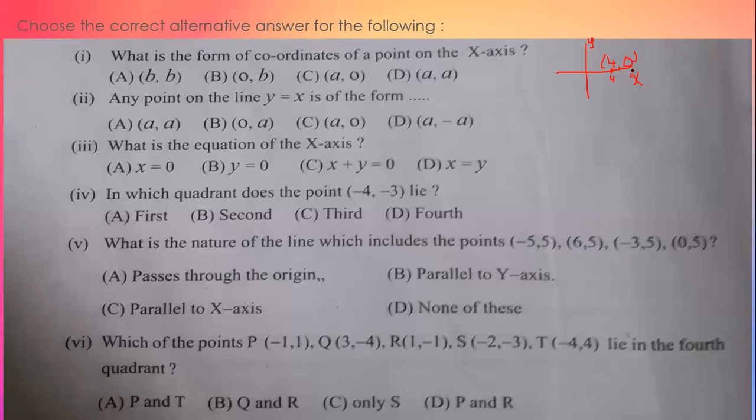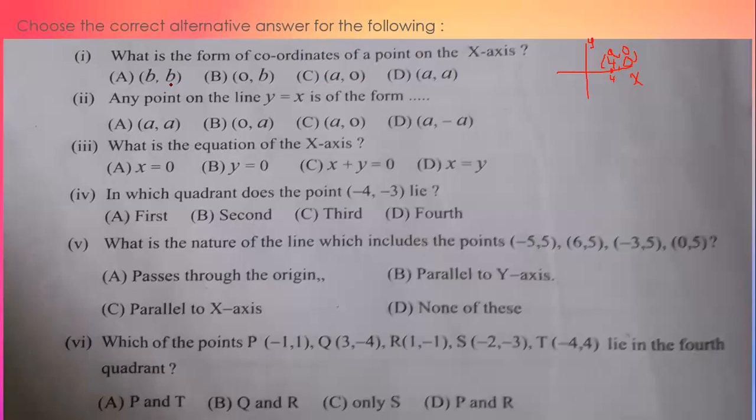So if you see here carefully, the first coordinate, the x coordinate, will be any number. So let us assume it by a letter a, right? Because here in the alternatives, mostly they have used a and b. So I'm writing a. And the y coordinate will be 0 because it is on the axis, right? So if we solve it this way, we will get the answer as a comma 0.